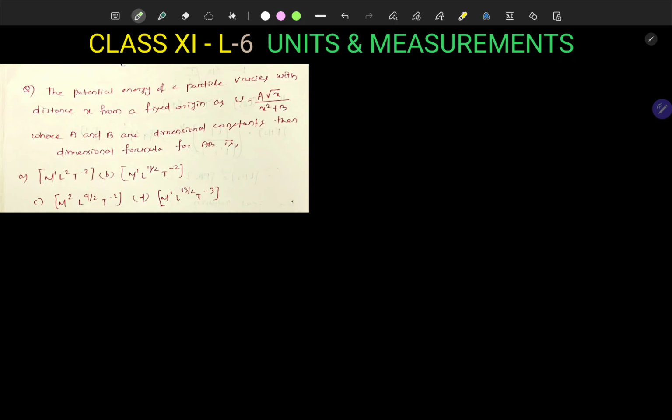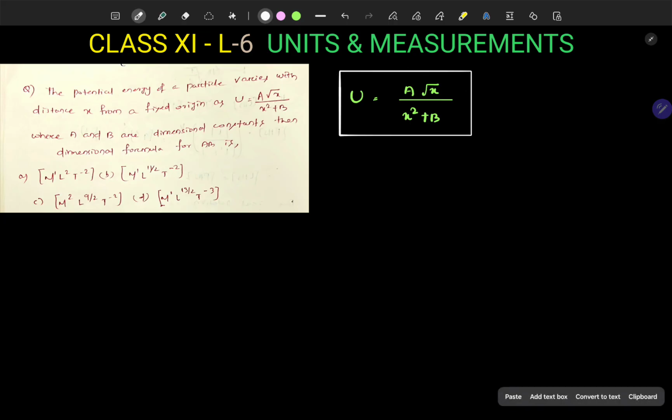In the question it is given that the potential energy of a particle varies with distance x from a fixed origin as U = A root x divided by x square plus B. This is the given equation where A and B are dimensional constants. Next, find the dimensional formula of AB.